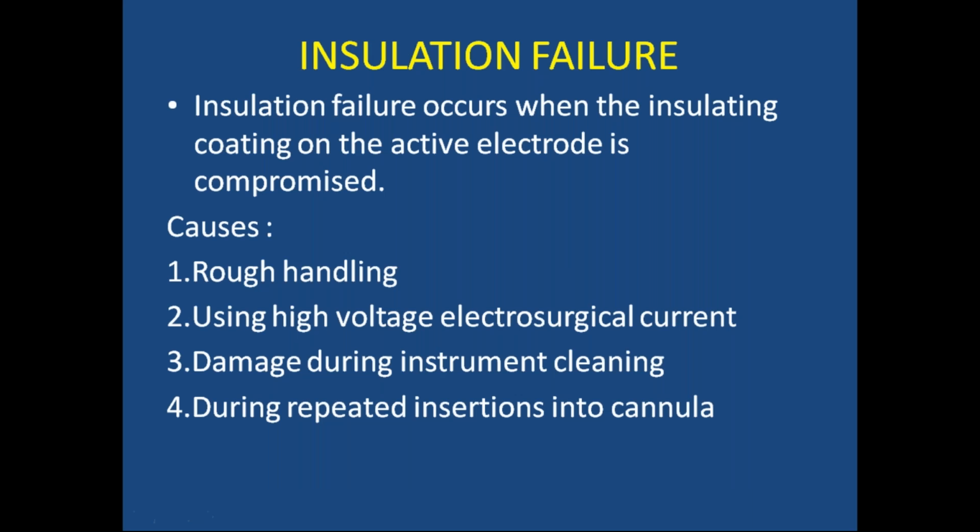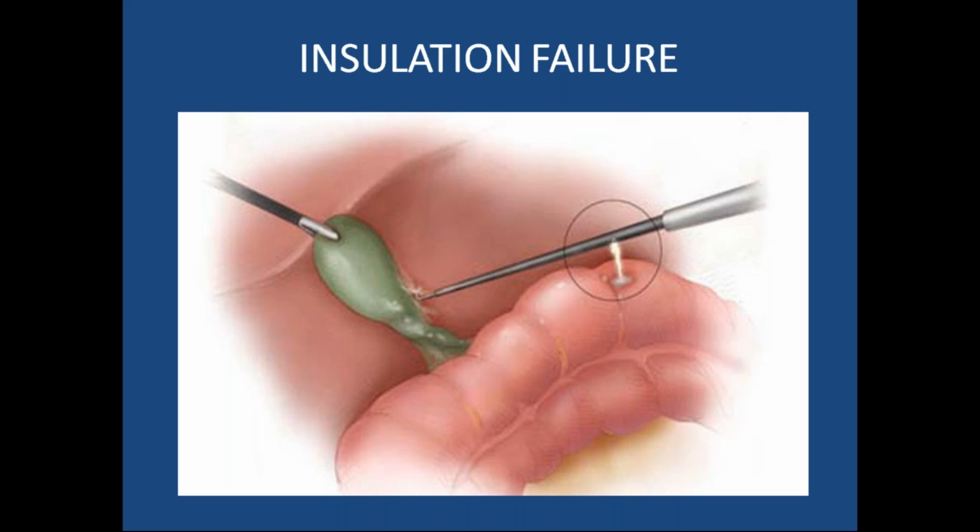So what happens when insulation failure occurs? The insulating coating of the active electrode is compromised. It is caused by rough handling, usage of high voltage electrosurgical current, and damage during instrument cleaning or during repeated insertion into the cannula. So this happens when the insulation fails.